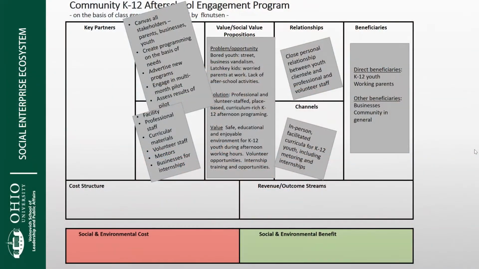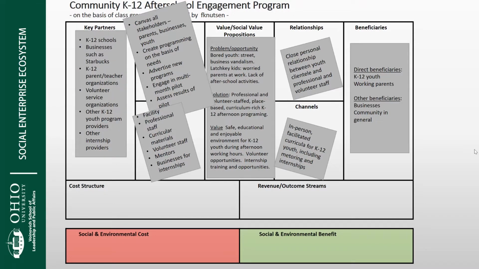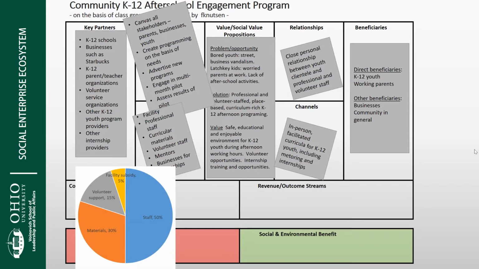The multifaceted program required significant partnerships, including schools, parent organizations, businesses, and volunteer organizations. As the planning group considered the cost-revenue structure, prior to in-depth financial analysis, they created a pie chart of costs in broad categories by percentage of budget, including the facility cost, heavily subsidized by a generous business donor, staff, materials, and volunteer support.